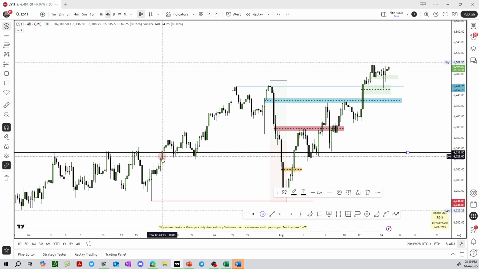a fair value gap here as well. Then you got like this breaking structure, especially with this small fair value gap here. Pull back, ran stops again. And that's an optimal trade entry long.